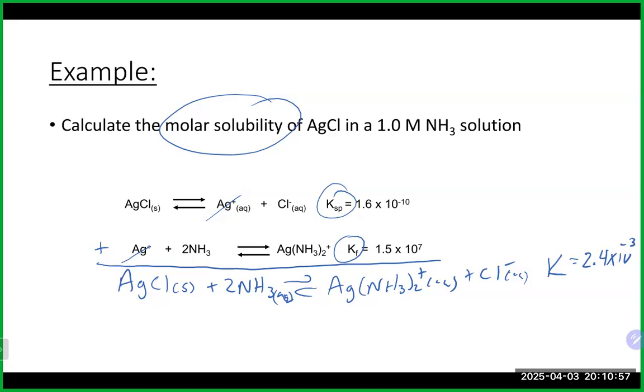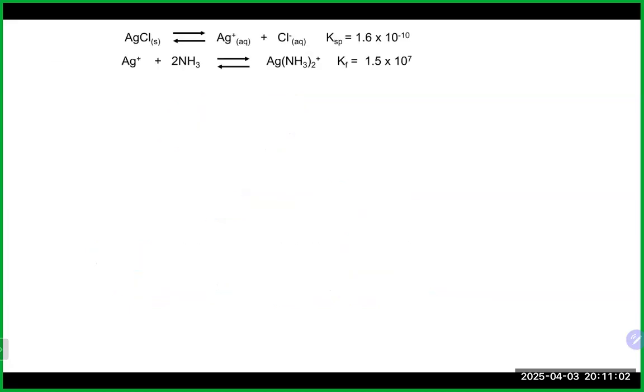So we're going to take the overall reaction here and we're going to work with that, which is again right there. That is our silver chloride plus our 2NH3.